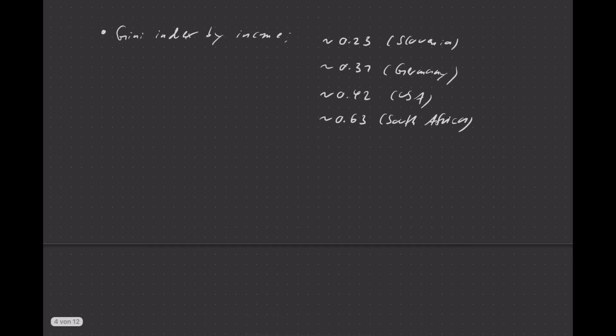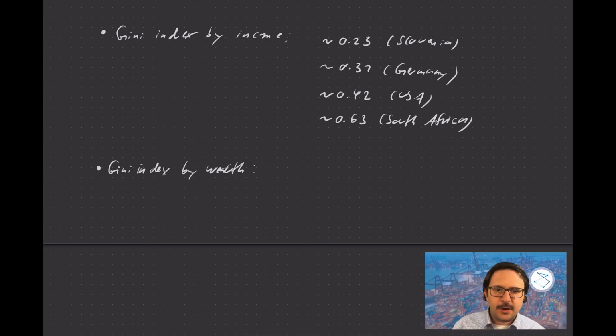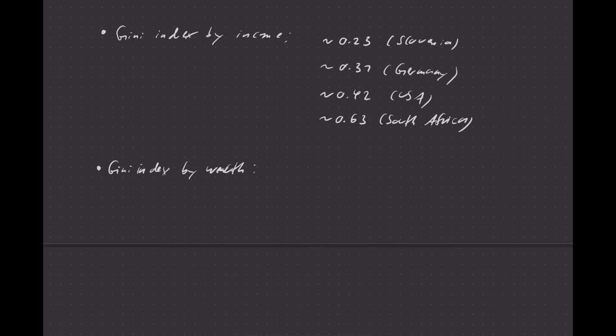Now, if you look at the Gini index by wealth, things look different. So you could imagine if the income is not equally distributed, then of course, over the years, the wealth accumulates in a very different way for different parts of the population. So you would expect the Gini index by wealth to be higher than that by income, generally speaking. And it is by quite some amount.